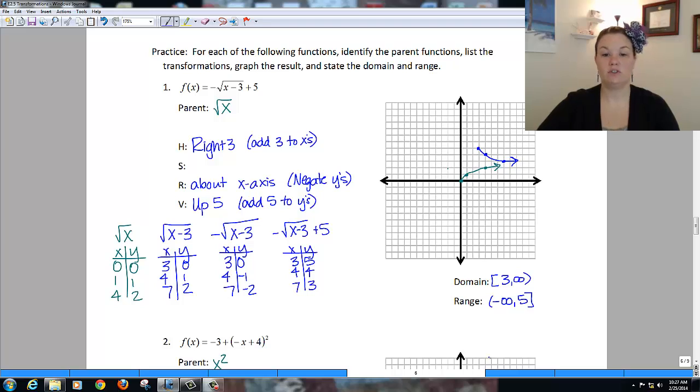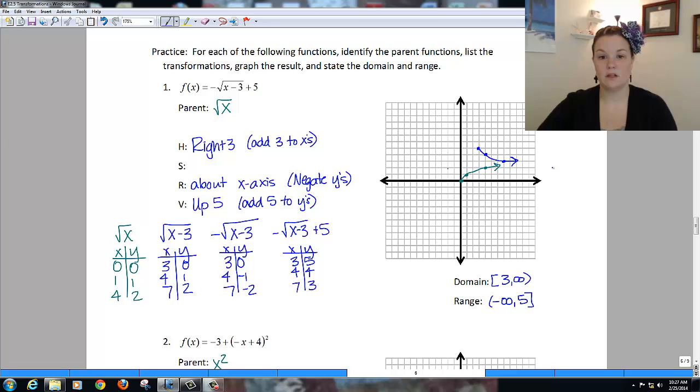Okay, so our first one we do is to add 3 to our x's. In our next table, we negate the y's. And then in our last table, we add 5 to our y's. Okay, so when we graph it, we should get a little parabola looking like this. Okay, so the arrow is still pointing to the right. And then our domain on this would be from 3 to infinity and negative infinity to 5.